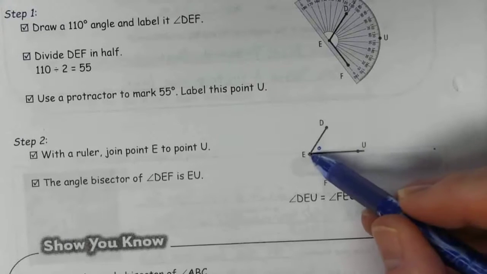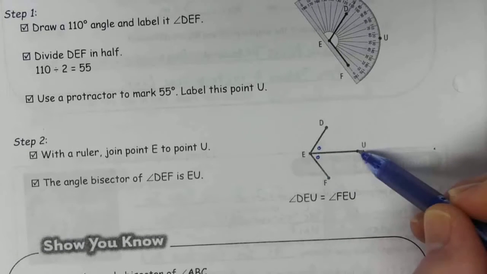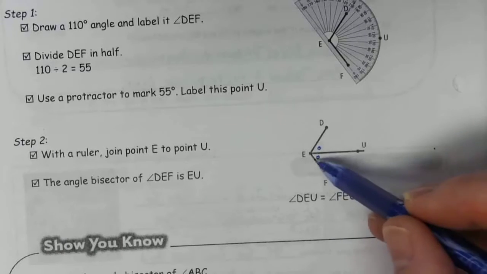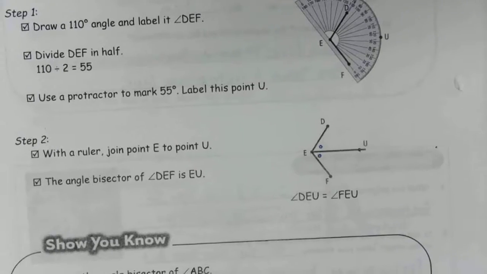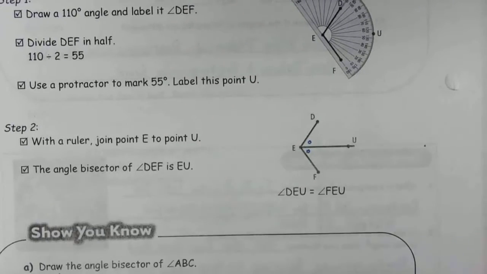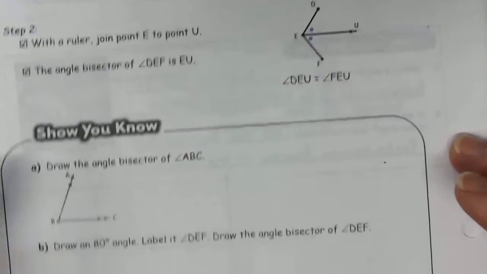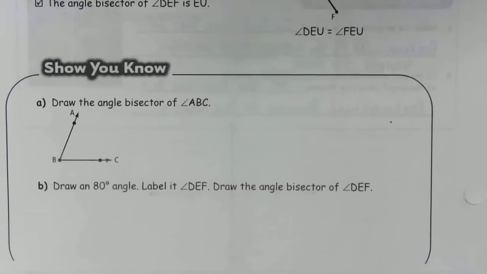So angle DEU is the same as angle FEU, and you can write them this way. All right, so that's how you do this using a protractor. We've got a worksheet for you guys to work on. Please go ahead and do that.